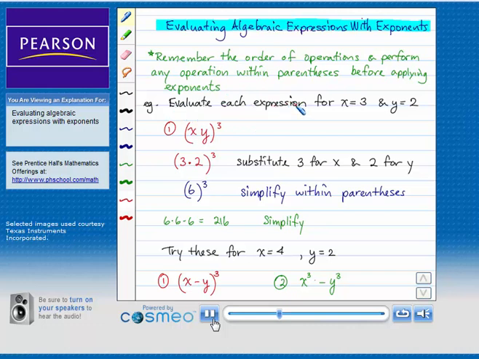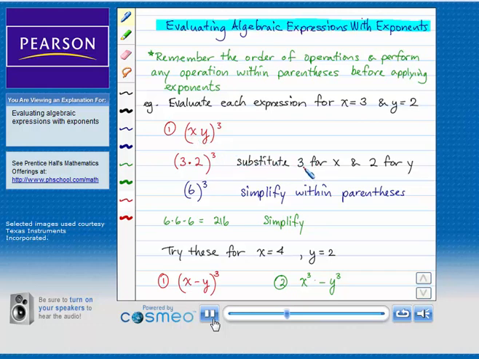Let's evaluate the expression for x equal to 3 and y equal to 2. And I have (xy) to the third power. Remember that xy means x times y, that's multiplication. Right, so the first step is always simply to replace the variable with its value.